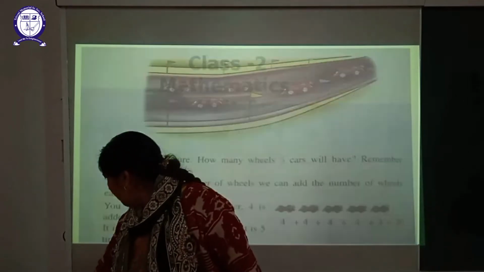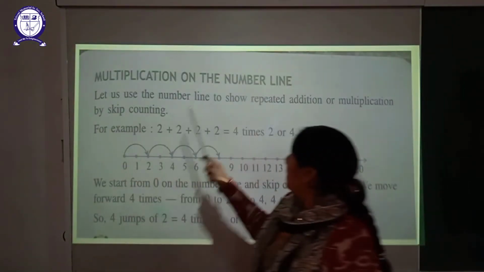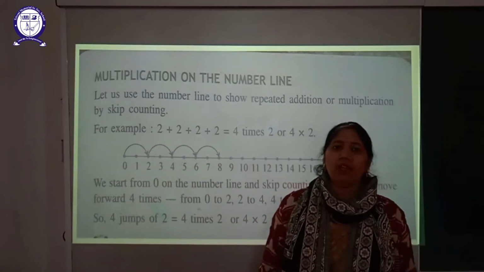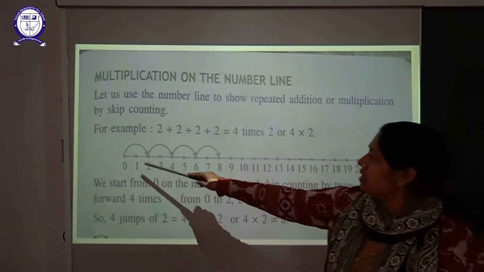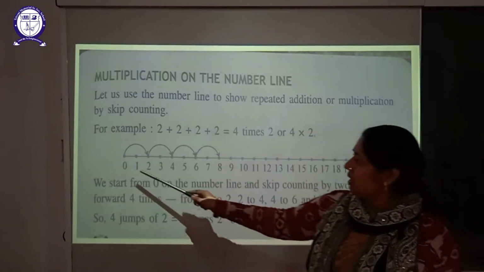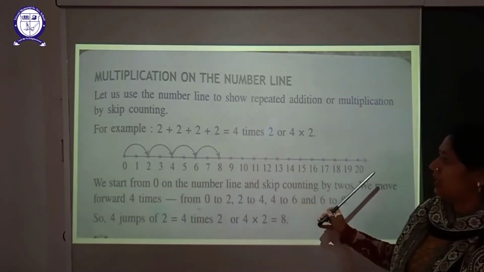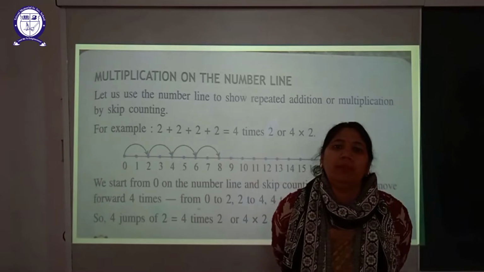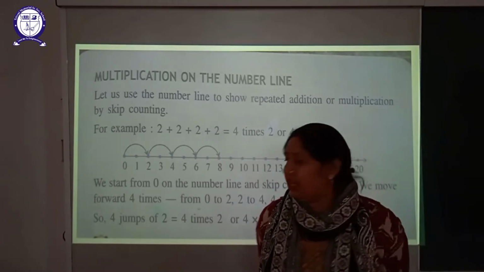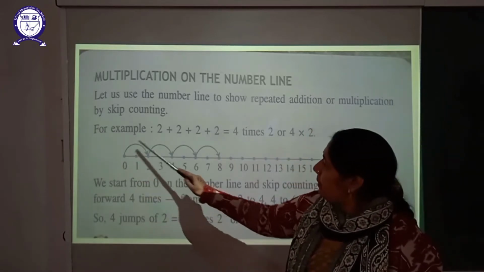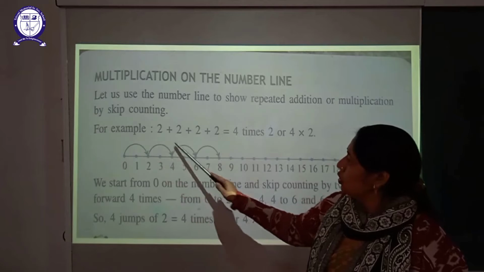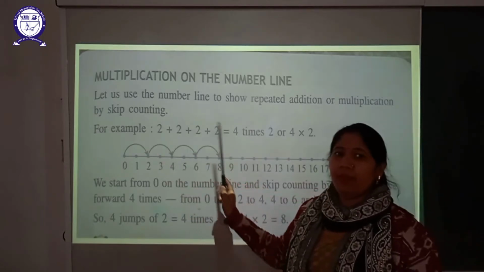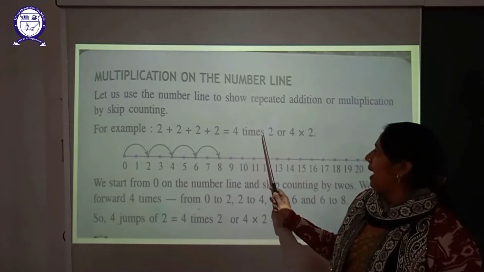So come to the topic, multiplication on the number line. Let us use a number line to do the multiplication. This is a number line from 0 to 20, and we do the multiplication by skip counting. So there are skips by 2s. 1 times 2, 2 times 2, 3 times 2, 4 times 2. So the multiplication sentence is 4 times 2.